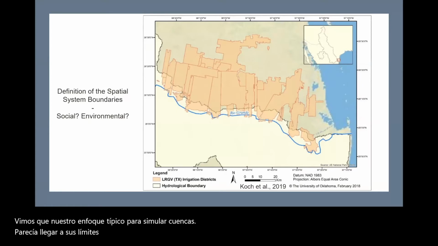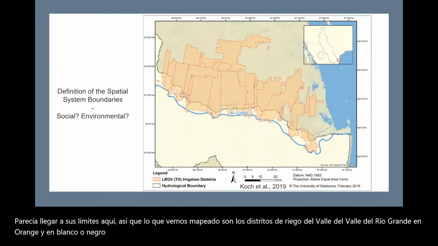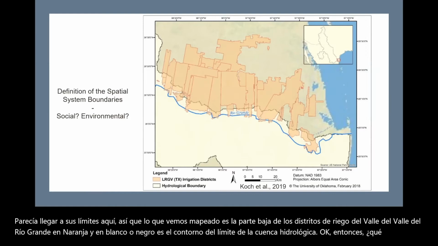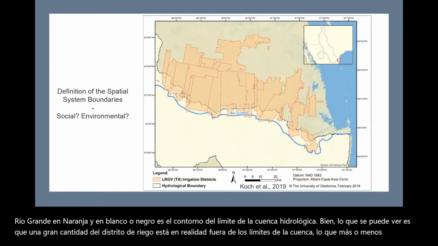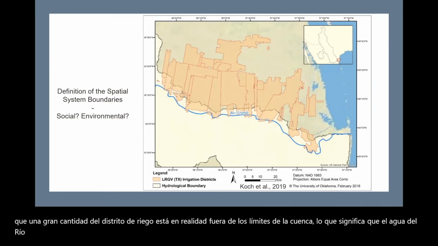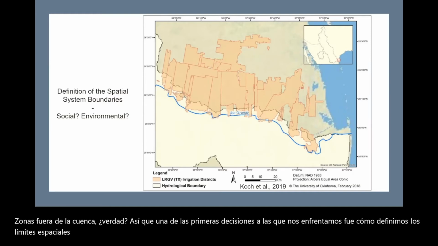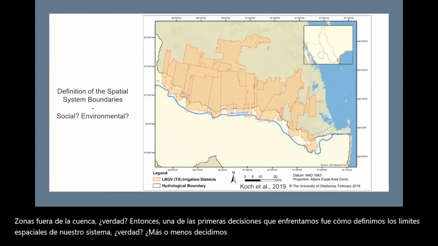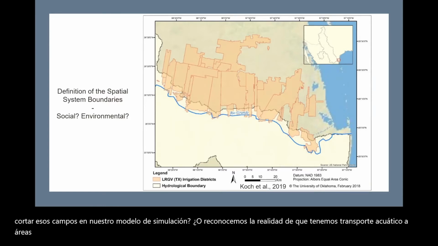What we see mapped is the lower Rio Grande Valley irrigation districts in orange, and in white or black is the outline of the hydrological basin boundary. What you can see is that a large amount of the irrigation district is actually outside the basin boundaries, which pretty much means that water from the Rio is used to irrigate areas outside of the basin. So one of the first decisions we faced was, how do we define the spatial boundaries of our system? Do we decide that we are going to use the standard hydrological approach and cut off those fields in our simulation model, or do we acknowledge the reality that we have water transport to areas outside of the basin? We decided to go with the latter, which of course has implications for the hydrological modeling.